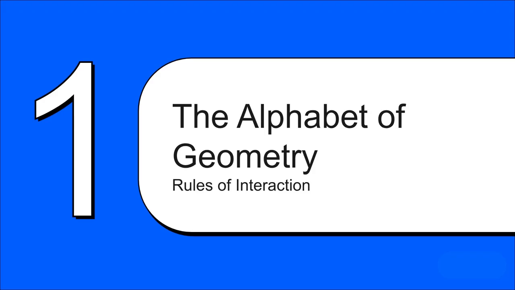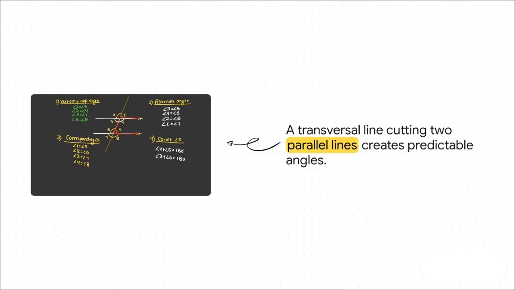All right, first things first, we have to learn the alphabet of geometry. These are the super simple, but honestly incredibly powerful rules that tell us exactly how lines and angles behave when they meet. Okay, so this might look a little complicated at first glance, but trust me, the idea behind it is super simple. See how you've got that one line cutting across two parallel lines? Well, when that happens, it creates this totally predictable set of relationships.